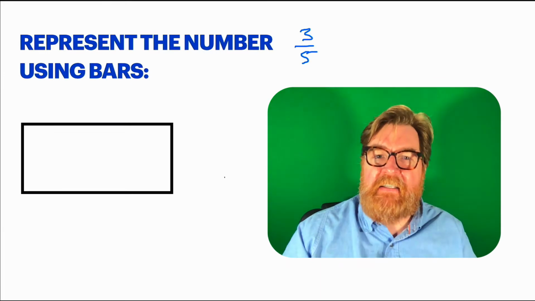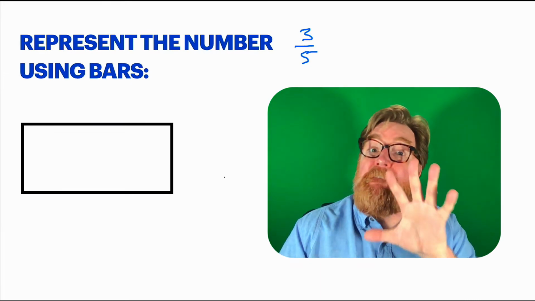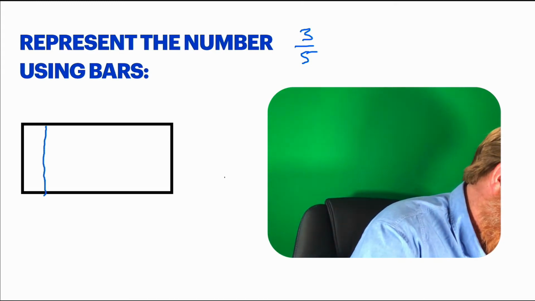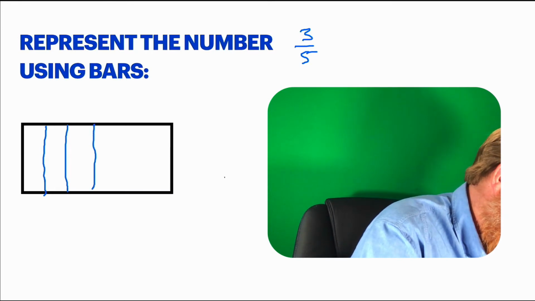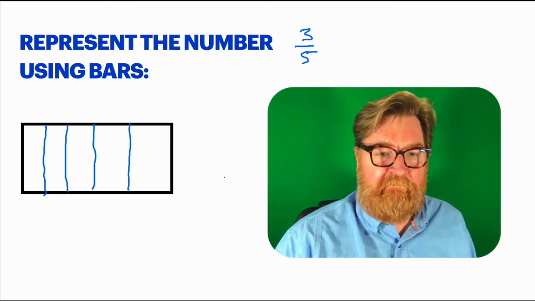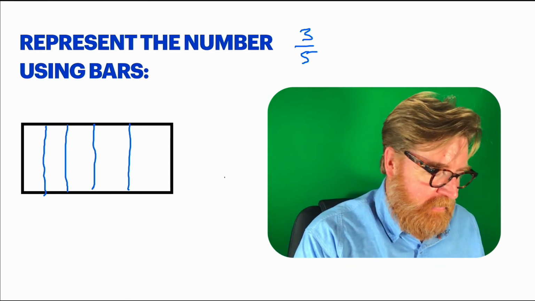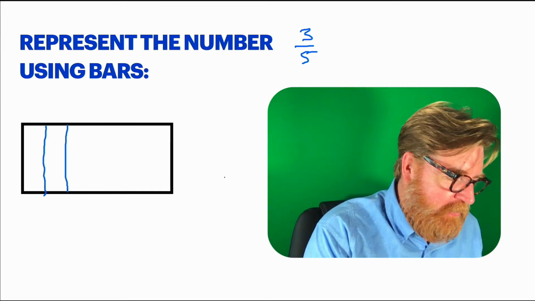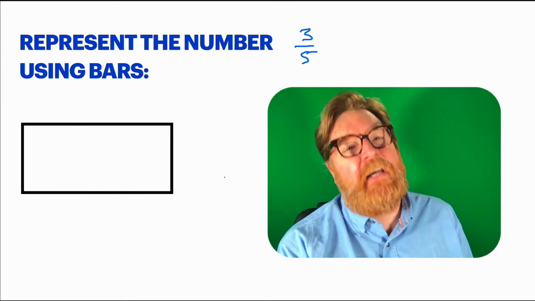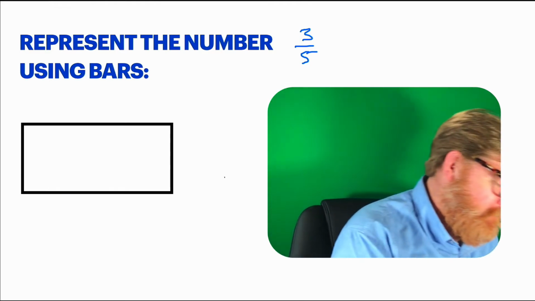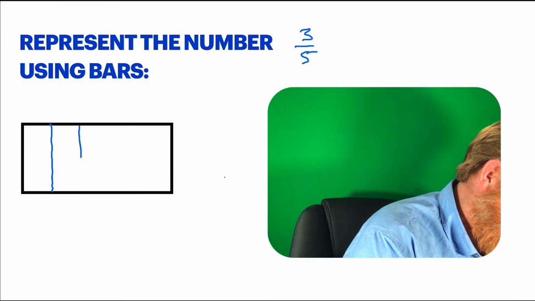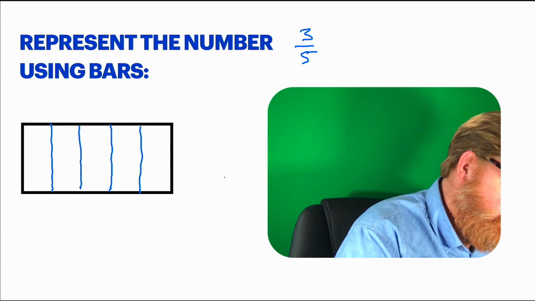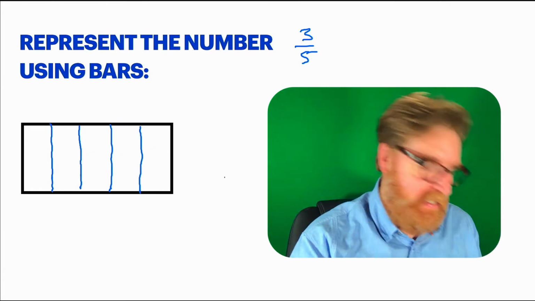So 3/5. Fifths mean we're going to split that bar up into 5 equal pieces. Let me do that here. 1, 2, 3, 4, 5. That doesn't look too equal to me. How about you? Not good enough. Oh man, I'm embarrassed on my first impression with you guys on my fraction divisions. It's hard. Do your best, and I'll try my best. 1, 2, 3, 4, 5. 5 equal pieces. All right, that's looking better.